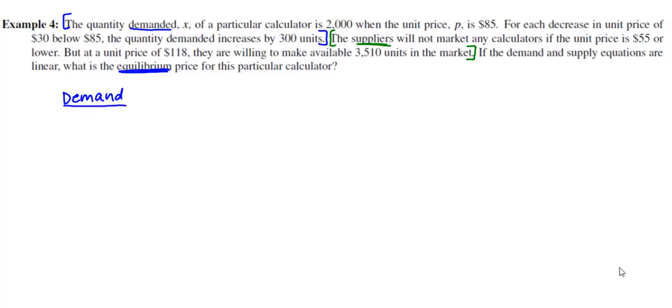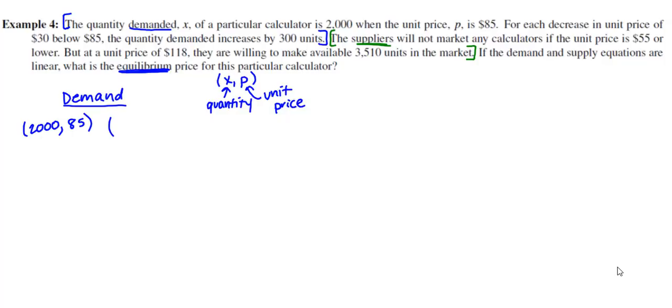So we keep in mind that for both supply and demand, our points have the form x comma p, where x is the quantity and P is the unit price. So if we're looking at that first sentence, the quantity demanded X of a particular calculator is 2,000. So X is 2,000 when the unit price P is 85. So we have that point 2,000 comma 85.